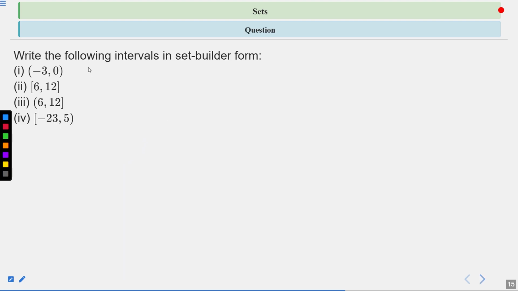Now we have to write the following intervals in set builder form. The first one is the open interval minus 3 to 0. The second one is the closed interval 6 to 12. The third is the interval open at 6, closed at 12. The fourth is the interval closed at minus 23, open at 5. You'll have some seconds to try this problem, then afterwards we will move on to the solution slide. So your time starts now.